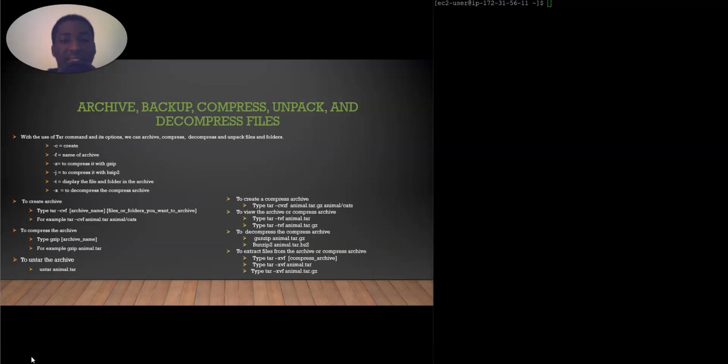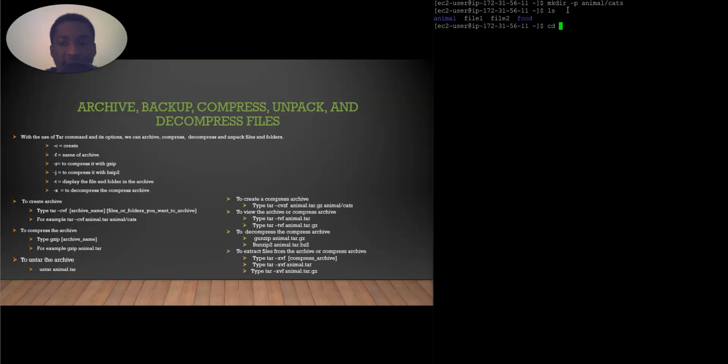Before we begin, we need to create some directories and files. mkdir -p option is used to create the directory and the subdirectory. So animal/cats. If we list the contents in the current working directory, we should see the folder created.